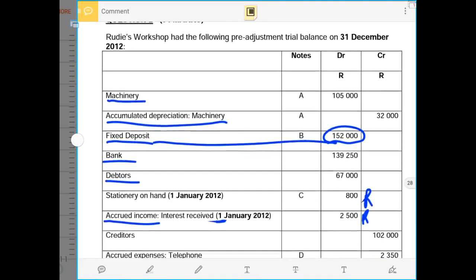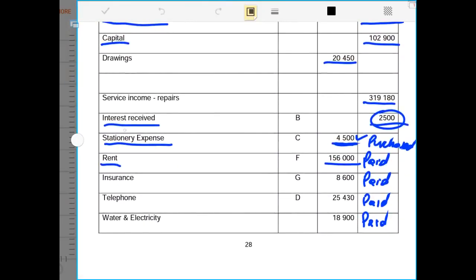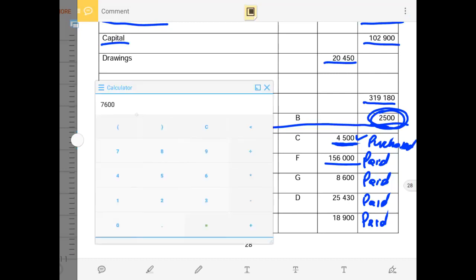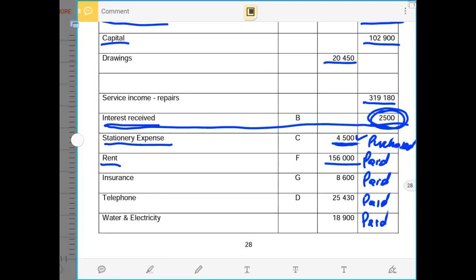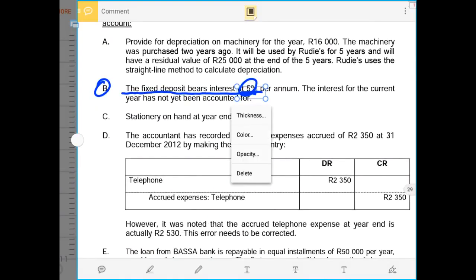However, in the trial balance, we see that there was already interest that was received, and the interest received only amounted to 2,500. So obviously there will definitely be an accrued income, because we received less than what we were supposed to have received, because we were supposed to receive 7,600, but we only received 2,500 rands.